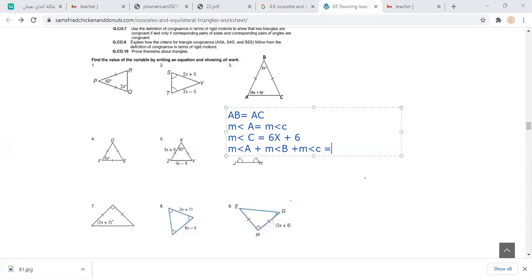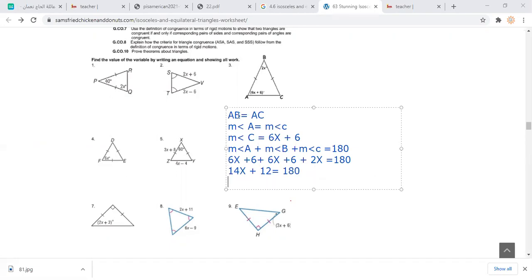Their sum together should be equal to 180 degrees, which means 6x plus 6, plus 6x plus 6, plus 2x will be equal to 180 degrees. So how many x do we have? 6 and 6 is 12, 14x, plus 2, it will be 14x. And 6 and 6 is 12, equal to 180.